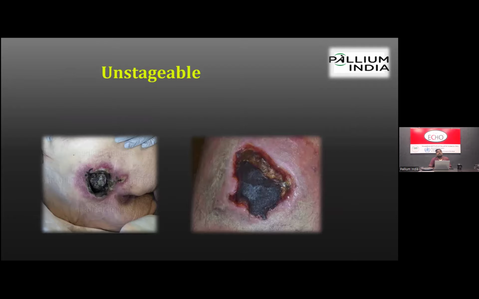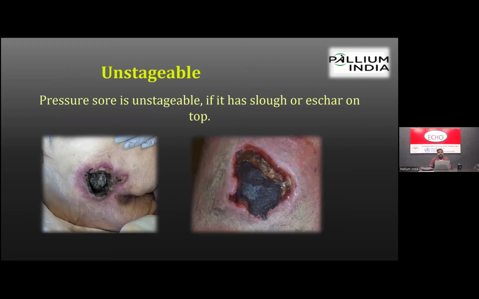Unstageable means in this picture you can see one black slough is covering the wound bed. Actually, we call it an eschar. So eschar, actually two types are there. In the first picture you can see an eschar is covering the sacral area, a pressure sore affecting an around 80 years old man or more than 80 years old man.